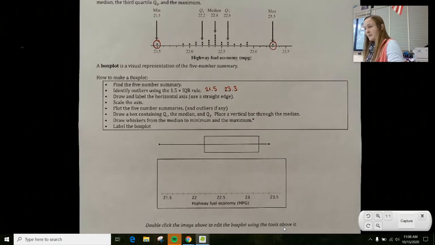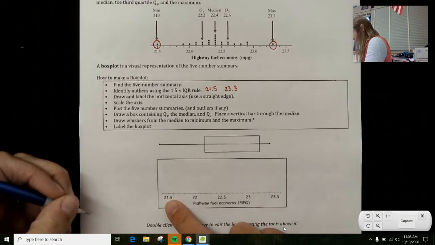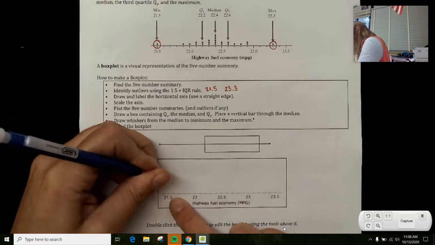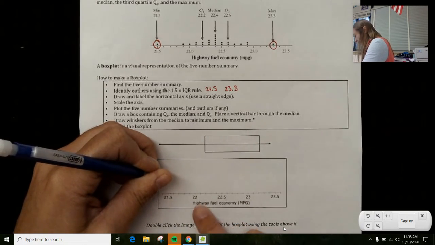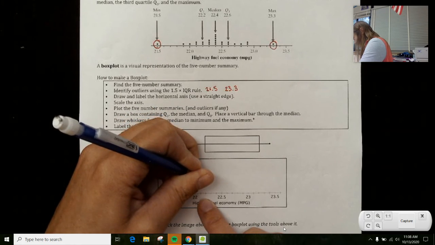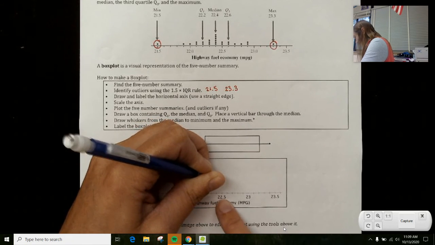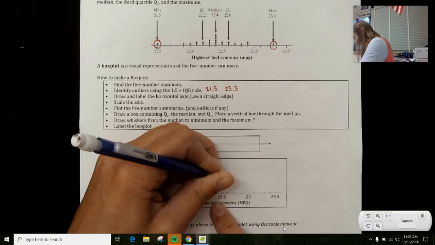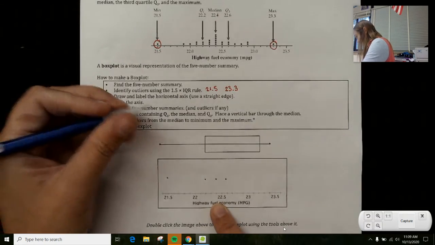So what I'm going to do here in a box plot, I'm going to put some points here. My minimum is 21.5. I'm just going to put a dot here. My Q1 is 22.2. My Q2 is 22.4. And my Q3 is 22.6. And then my maximum is 23.3.